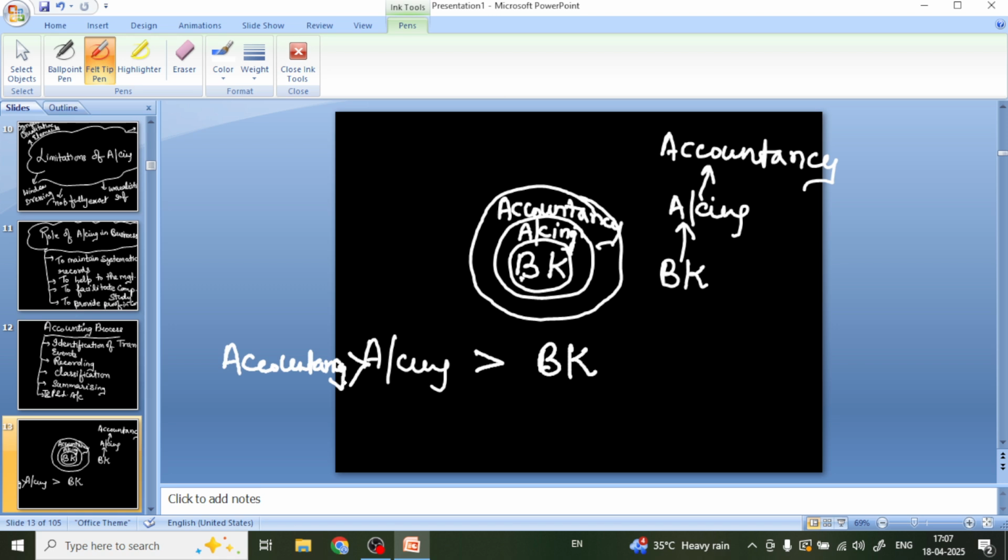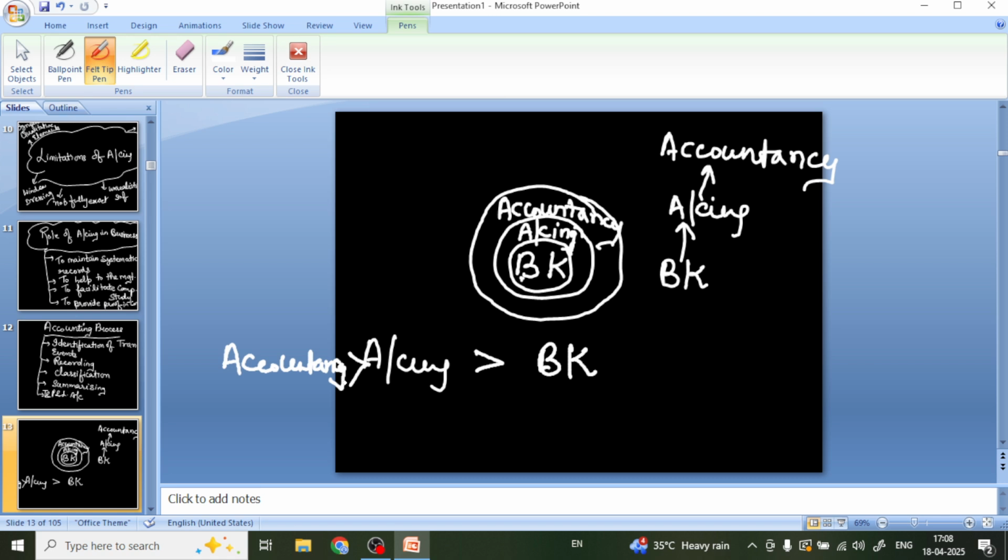Performance: bookkeeping is routine work, so it can be performed by less trained staff. But accounting is prepared by specialized, trained staff. Bookkeeping is mechanical in nature and does not require any special skill. But accounting requires special skill, because the ability to analyze and interpret the results comes only with trained staff. So this is accounting.